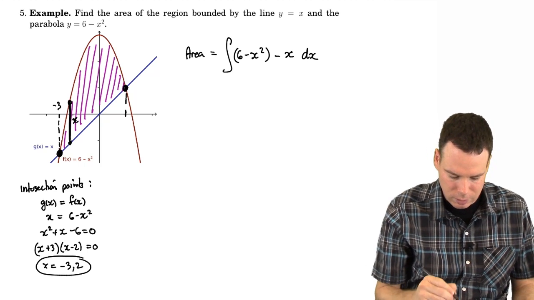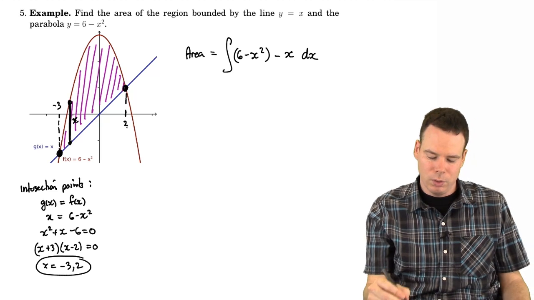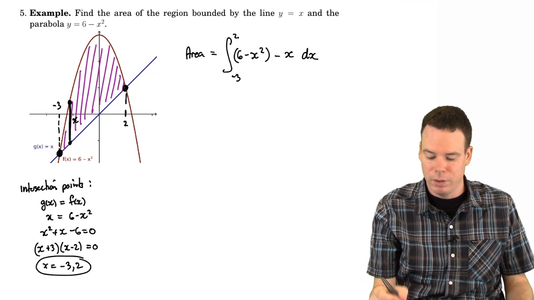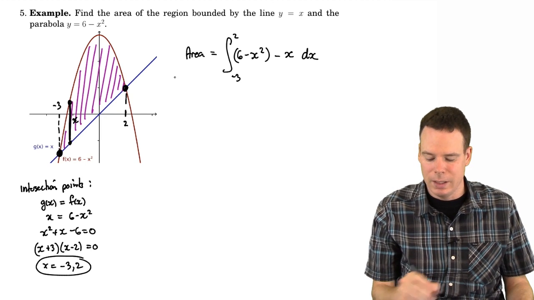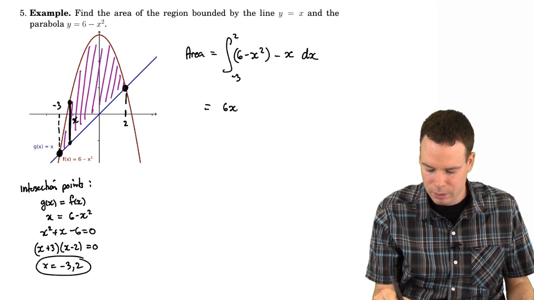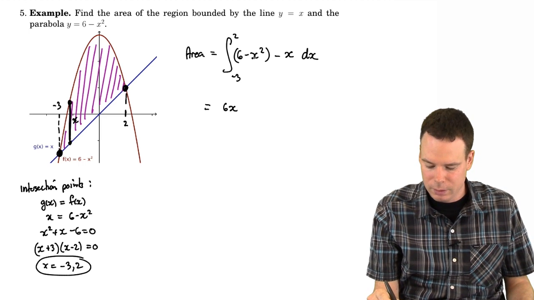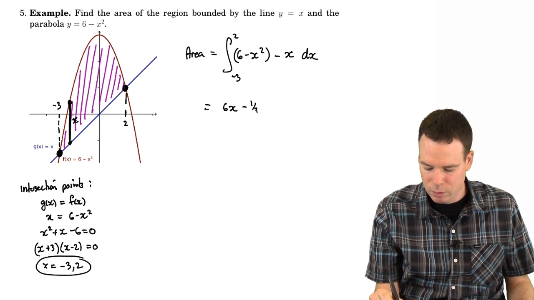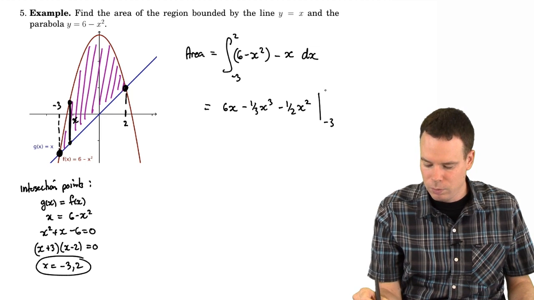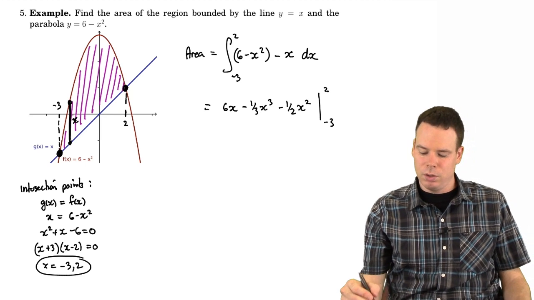That means this x value is negative 3, this x value is 2, and so those are our limits of integration, negative 3 to 2. And so there's our integral that represents the area. Now we can go ahead and antidifferentiate. Antiderivative of 6 is 6x. Antiderivative of x cubed is negative 1/3 x cubed. Antiderivative of x is negative 1/2 x squared. And upper and lower limits of integration are there.